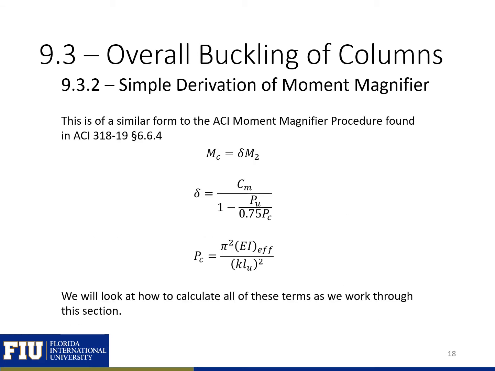So this is similar to the form of our moment magnifier that's given in ACI, where we have our moment with slenderness considered equal to our moment without slenderness times some magnifier delta. And in this case, our delta is going to be equal to Cm, which takes into account our different end moments and our transverse loads, and whether we're sway or non-sway, divided by 1 minus Pu over 0.75 P critical. Where our P critical here is just pi squared EI over (KL) squared. So you can see that this magnifier component is similar to the magnifier that we saw on the last slide with the Cm factor that we found on our slides with different end conditions and transverse loads and sway frame.